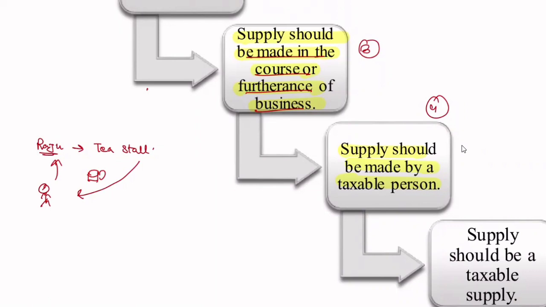Why am I saying this? I'm not trying to explain what a taxable person is, but Raju, who has a tea stall, definitely won't have GST liability falling on him. Just understand with this one, because we need something to understand taxable person. So it should be made by a taxable person. Now suppose, here is Raju again. Now he has a cafe.